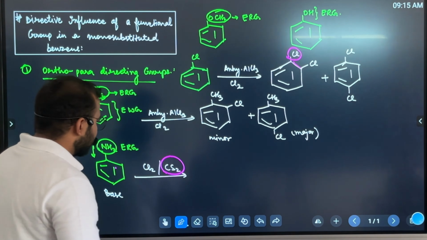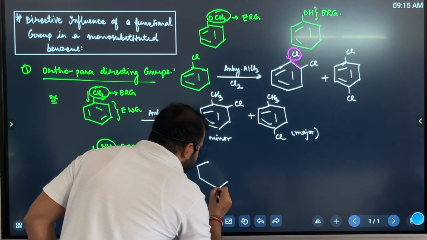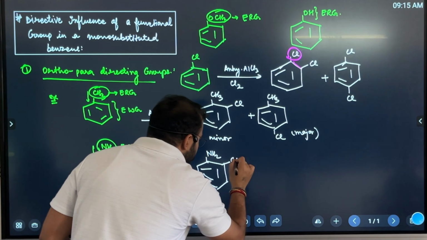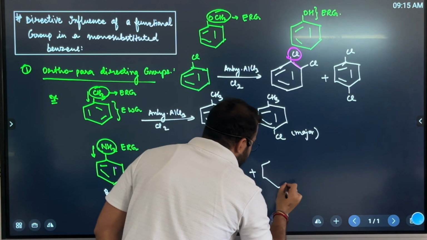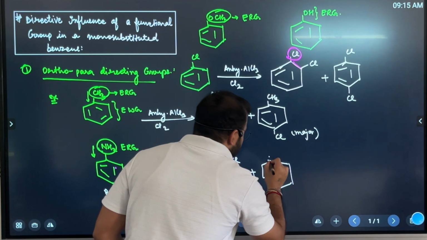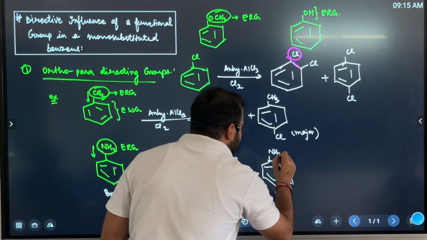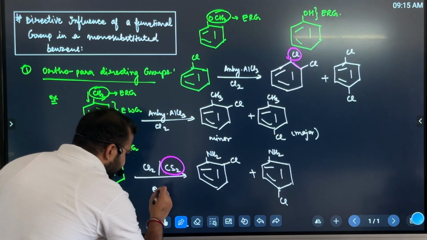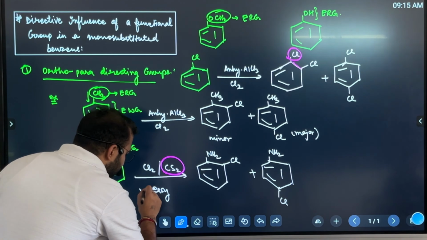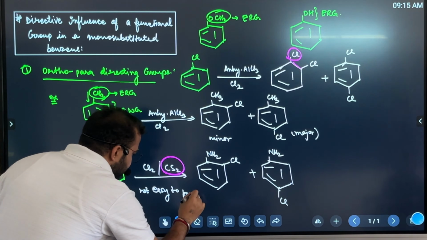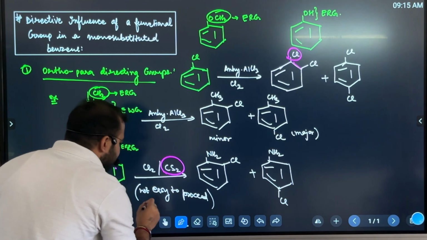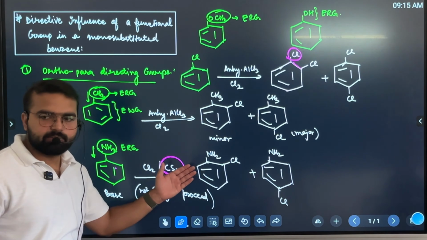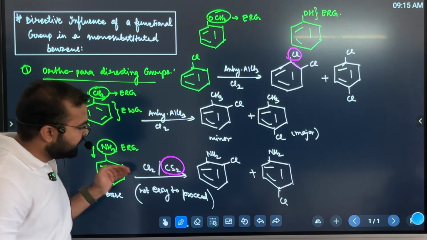Clear? Here you will again find the same thing, that NH2 gives chlorine at the ortho position and the para position. But remember, specifically for this reaction, it is not easy to proceed, which means it will have the following steps to complete. But just for basic understanding, we are taking this process so that we can understand the final product will be ortho and para.